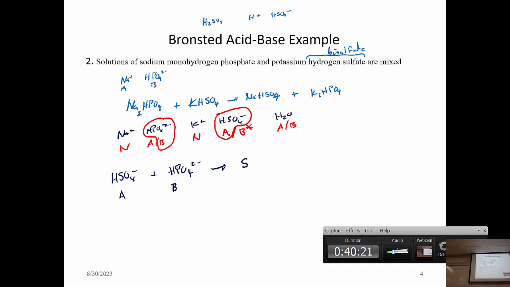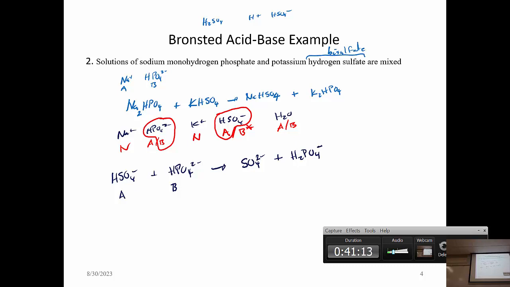So if bisulfate loses a hydrogen, we're going to form SO4. What's the charge on SO4? We're losing an H+. So the remaining charge: HSO4 was 1 minus, so SO4 will be 2 minus. And we know it's sulfate, so sulfate is 2 minus. Now, HPO4 is gaining an H. So if it gains an H, it's going to form H2PO4. What's the charge on H2PO4? Yeah, 1 minus, or just minus. That's it.